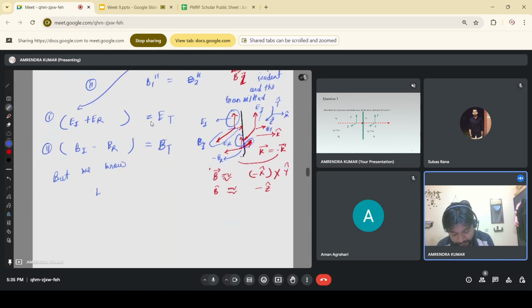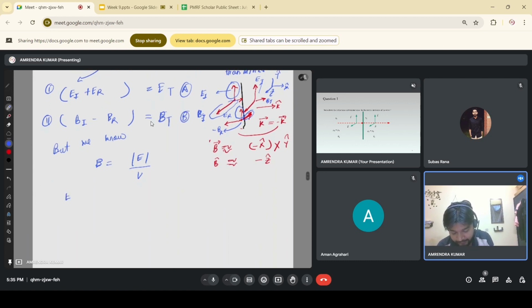Now from here, we know that B is equal to E over the velocity in the medium. So phi is the velocity in the medium. So the equations, this is A and this is B: EI plus ER is equal to ET, and BI minus BR equal to BT.